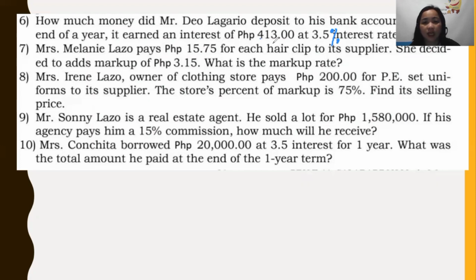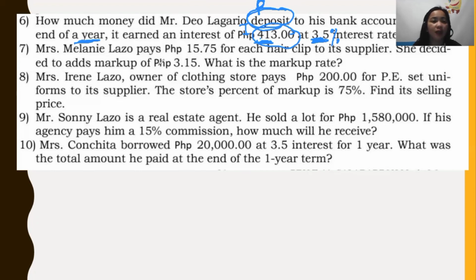Parang yung example natin kanina. Ito yung tinatawag nating simple interest. Tapos, ito naman yung rate of interest. Tinatanong, sa loob daw ng isang taon, ito yung nakuha niya eh. Magkano yung kanyang i-deposit? Or magkano yung inilagay niya dun sa bangko? Magkano yung principal amount na inilagay niya sa bangko? So, principal amount ang nawawala dito sa number 6.